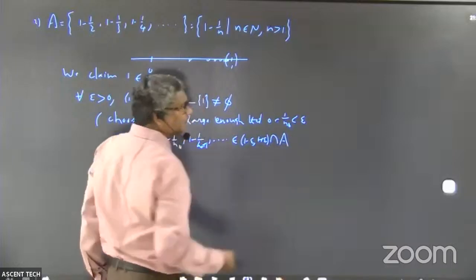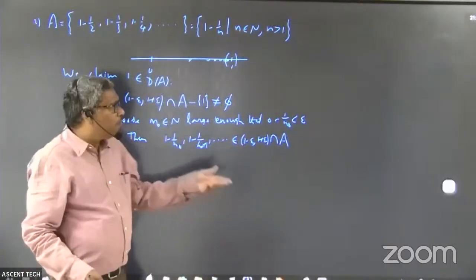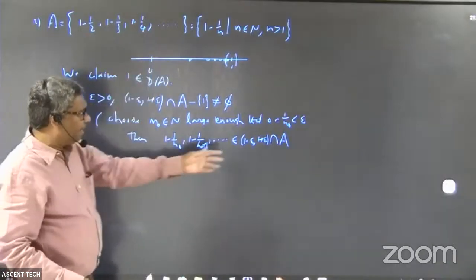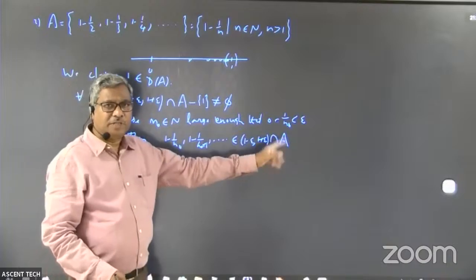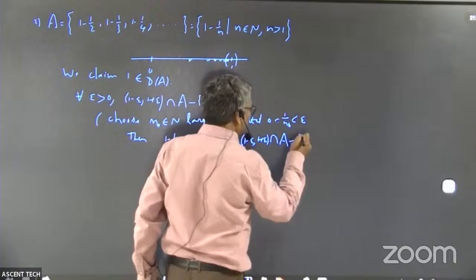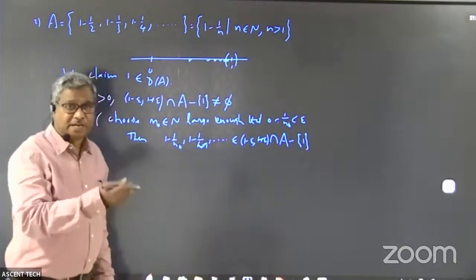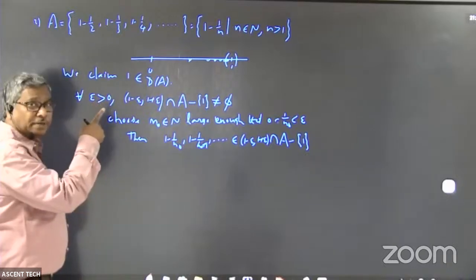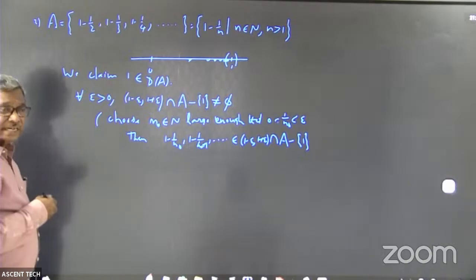If I remove 1, I don't have to remove it, because 1 is not in A anyway. But plenty of other things are there. So that set minus the singleton 1 suddenly has infinitely many points in it. It's non-empty. So therefore 1 is a limiting point. Okay, I hope everybody understands that.